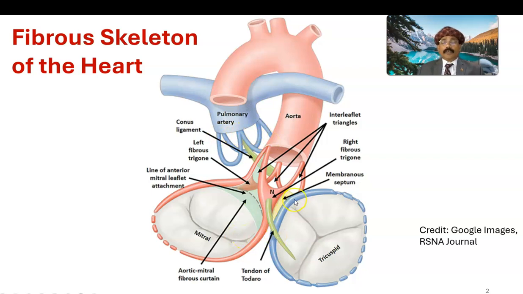And we have the trigone between the aortic valve and the atrioventricular valves, mitral and tricuspid. We have the left fibrous trigone. We have the right fibrous trigone. And we are getting contribution from the interatrial septum, membranous part. And also the membranous part of the interventricular septum.